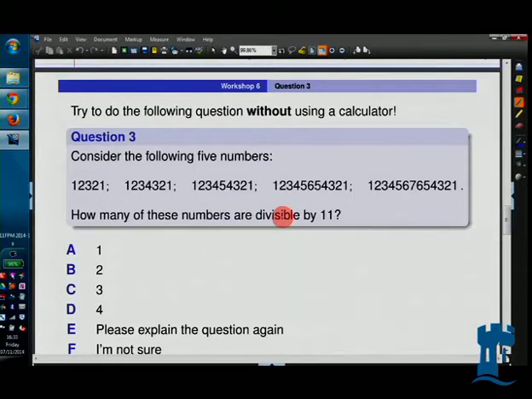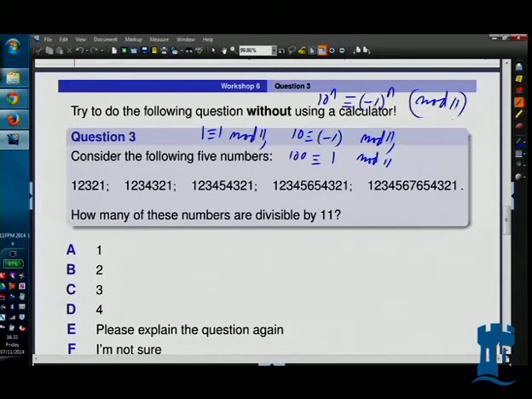I'll just remind you about a couple of useful facts of modulo 11. Obviously, 1 is congruent to 1 mod 11. 10 is congruent to minus 1 mod 11. 100 is congruent to plus 1 mod 11. And it alternates. 10 to the n is congruent to minus 1 to the n mod 11.